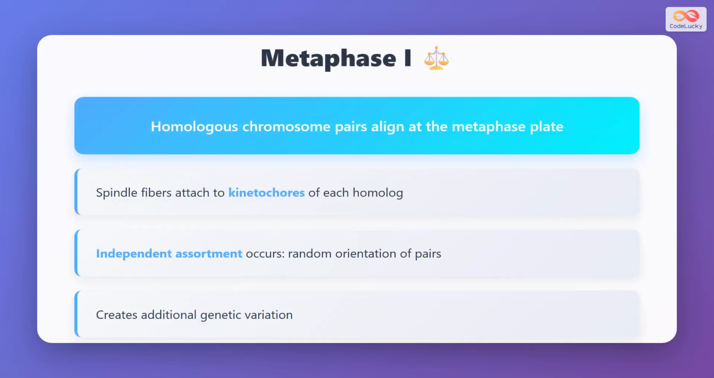During metaphase I, homologous chromosome pairs align at the metaphase plate, which is the cell's equator. Spindle fibers attach to structures called kinetochores on each homologous chromosome. An important process called independent assortment occurs here, where chromosome pairs orient randomly. This random orientation creates additional genetic variation because maternal and paternal chromosomes can face either pole independently of other pairs.